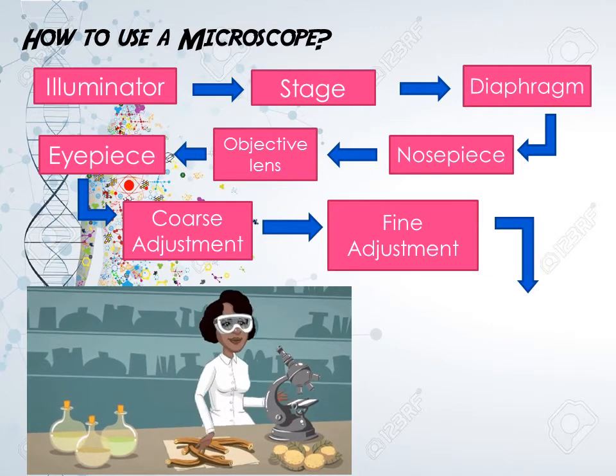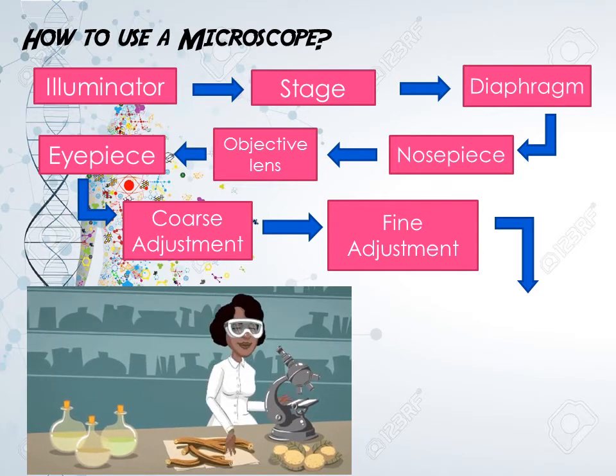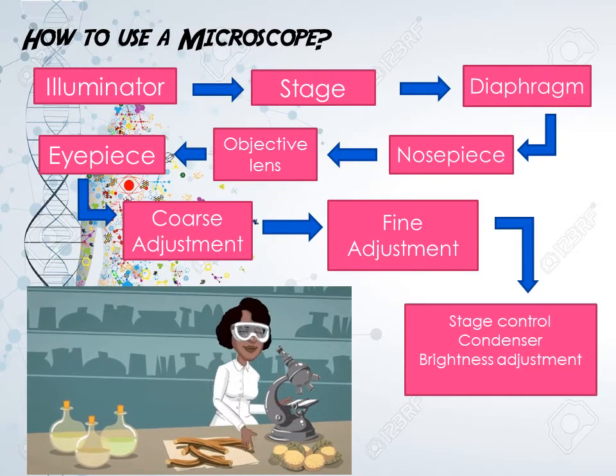The viewer should then be able to rotate the nosepiece to a higher setting and bring the sample into more and more detail with a minimal amount of refocusing. Then use the stage control, the condenser, or the brightness adjustment to see the specimen more clearly.